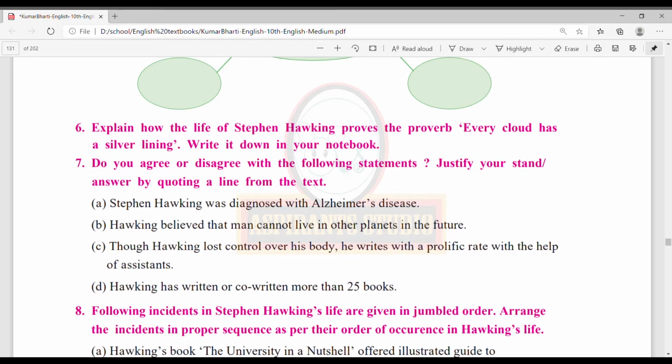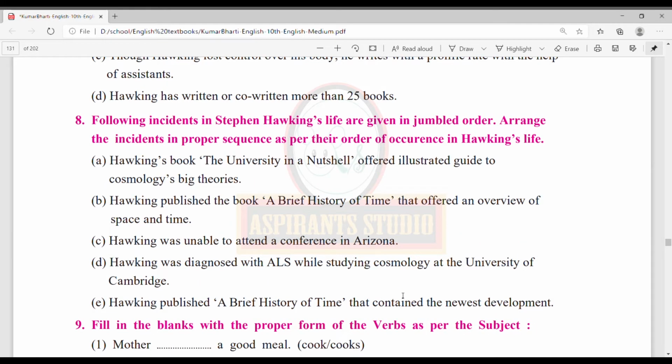D. Hawking has written or co-written more than 25 books. No, I do not agree. The line from the text justifying this stand is, over the years, Stephen Hawking has written or co-written a total of 15 books.